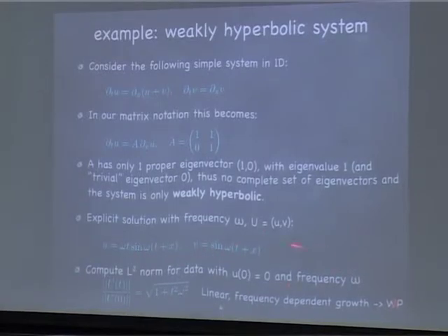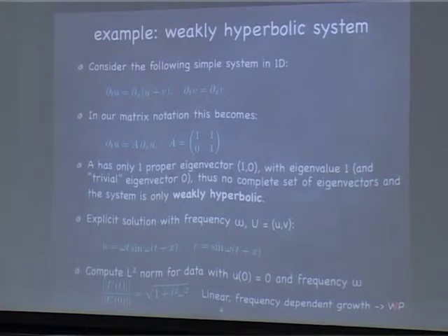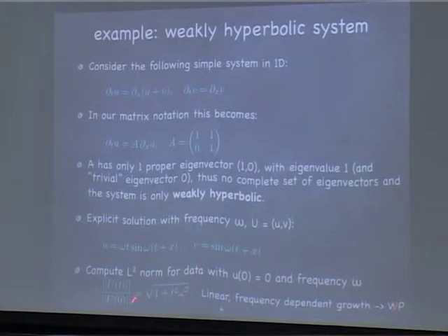because the sinus is okay, but there's a linear growth in t, and it's also proportional to the frequency omega. Okay, so it shows some frequency dependent growth. If you compute the norm of the solution at time t divided by the norm of the solution at time 0, we see that it grows asymptotically linearly in t.